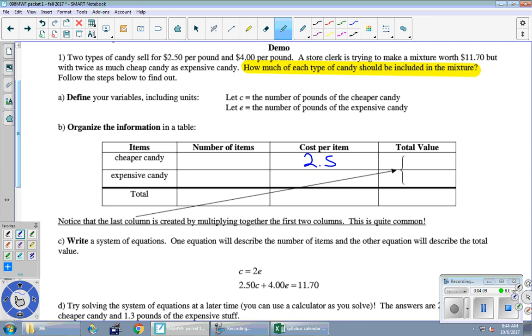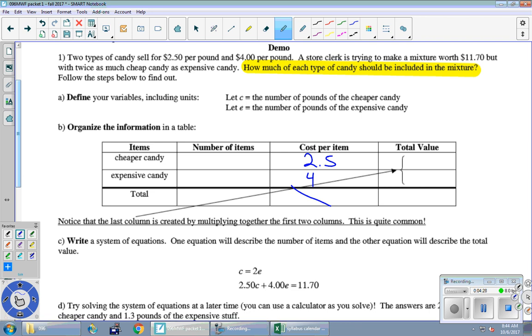And then the expensive candy, how much per pound? $4. And the bottom row you can see is labeled total. It doesn't really make sense to add the 4 and the 2.50. There isn't any candy that costs $6.50 a pound in this example. That one will get left blank.